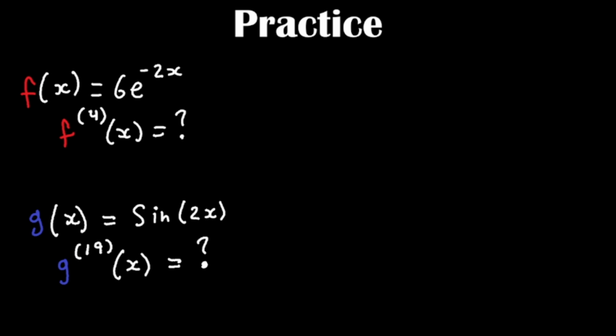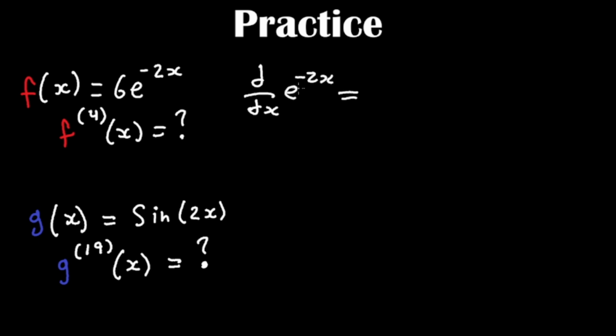All right, now for some practice that's a little bit harder. So we have 6e to the negative 2x, and we want to differentiate that 4 times. Now, we could do it individually each time, but that's going to be a little bit too tedious. If you notice, the derivative of e to the negative 2x?